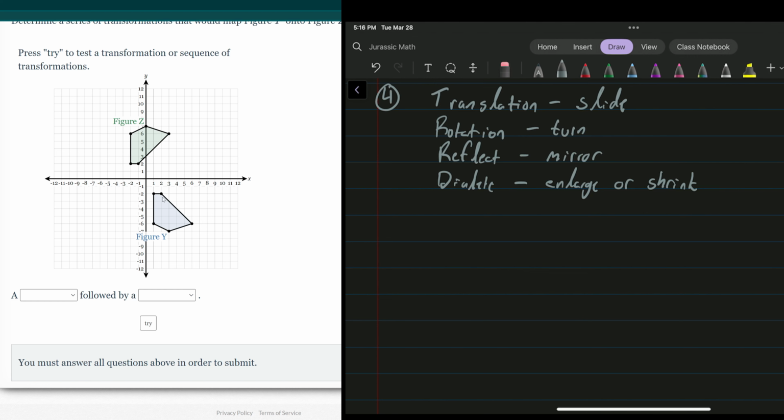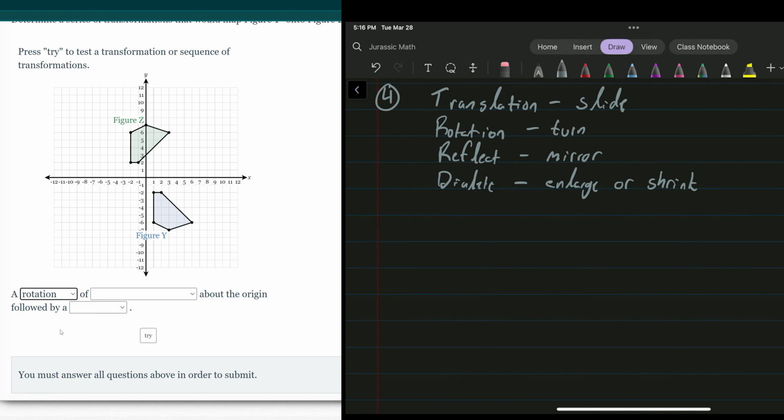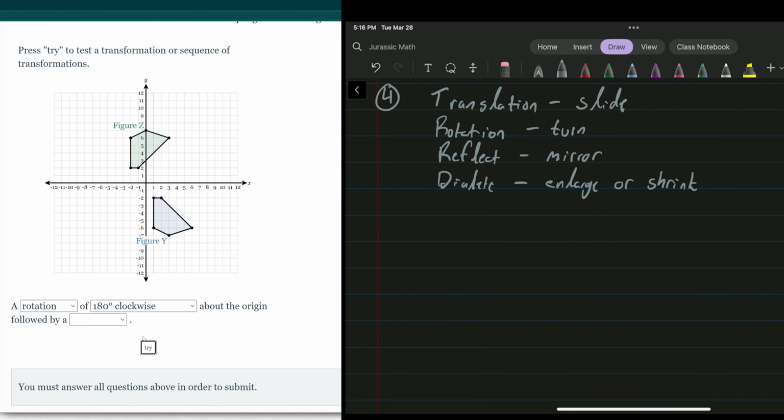If I notice right here, all the way to here, to me, it looks like it's going to be a rotation. Well, I want to get up here, so I'm going to do a rotation 180 degrees clockwise and try it. Ah, it's almost there. I just need to reflect now over the... Oh, shoot, this is not going to work.